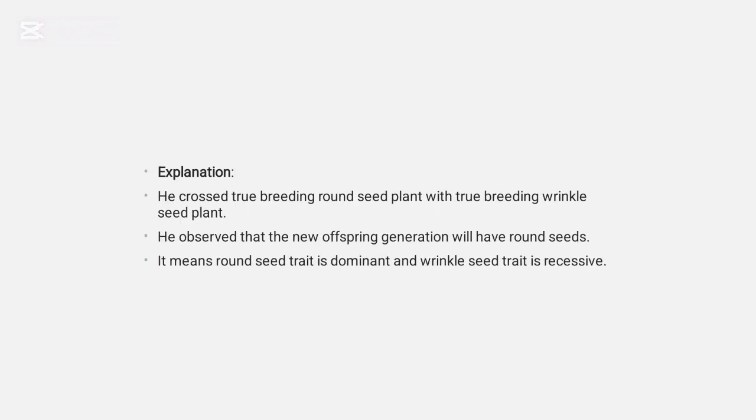Explanation of the experiment. He crossed a true breeding round seed plant with a true breeding wrinkled seed plant. He observed that the new offspring generation had round seeds. It means the round seed trait is dominant and the wrinkled seed trait is recessive.